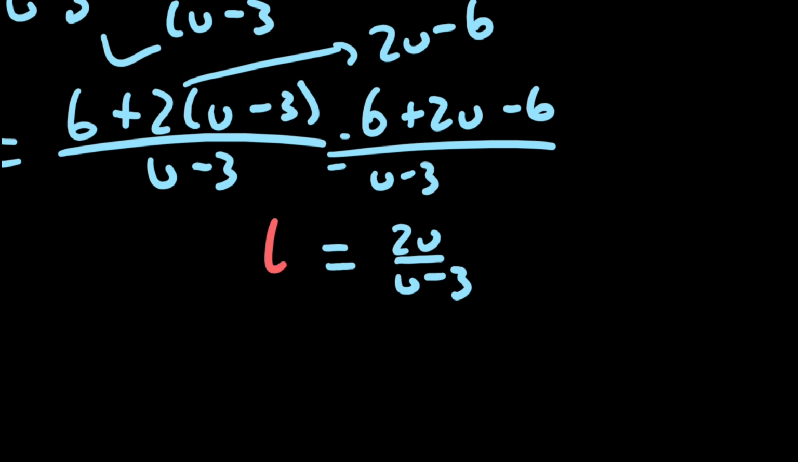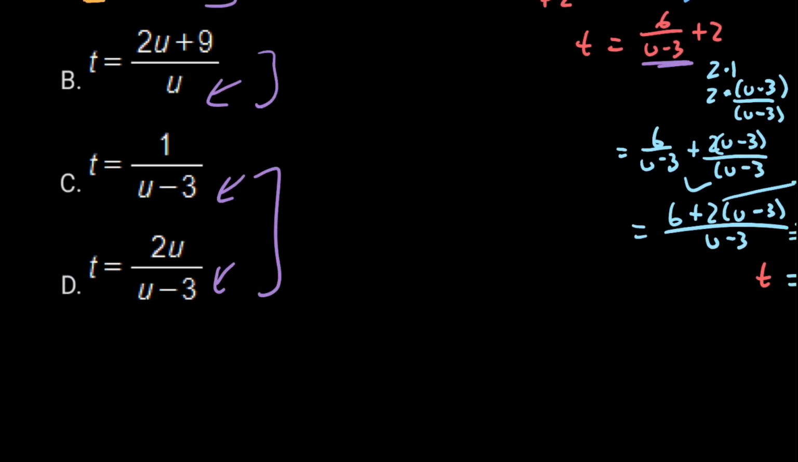And of course, we have to bring our t down. So t is equal to 2u over u minus 3. That is our answer: D.